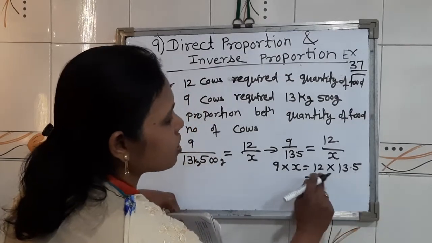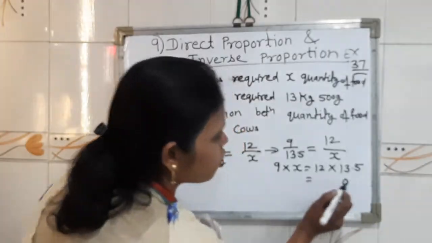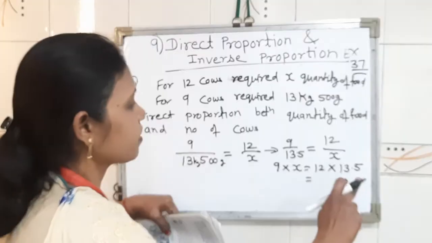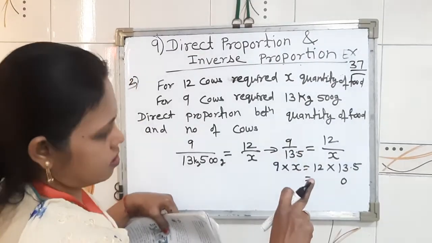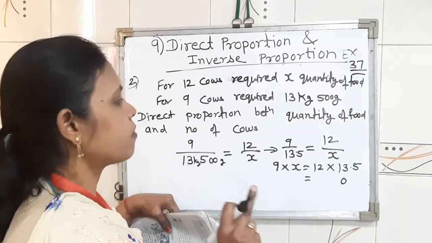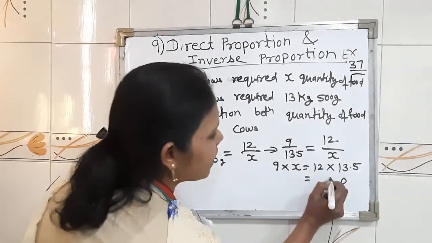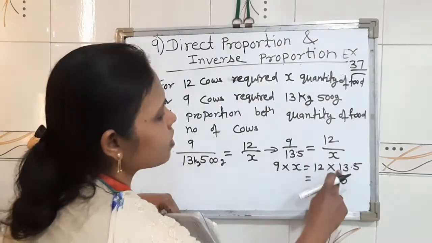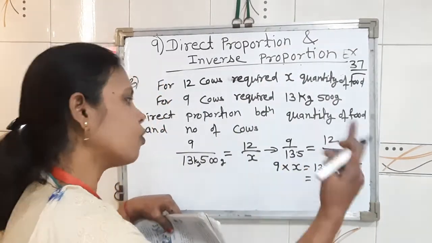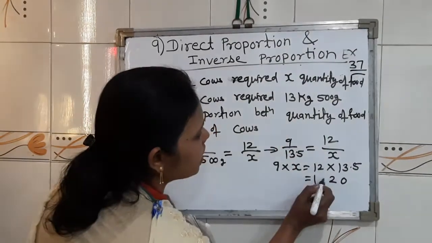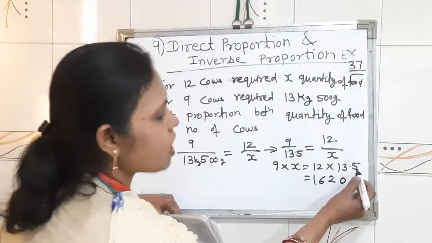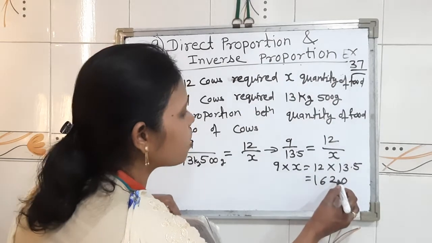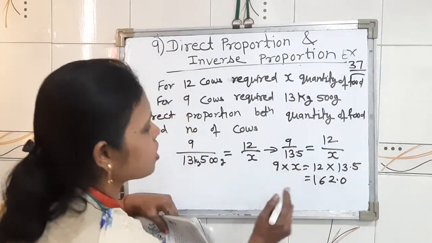Multiplication of both these: 12 fives are 60, 0. Then 6 carry, 12 threes are 36, 36 plus 6 will be 42. Then 2 written, 4 carry. Next, 12 ones are 12, 12 plus 4 is 16. Therefore there is 1 digit after the decimal, so we will also put 1 digit after the decimal, that is 162.